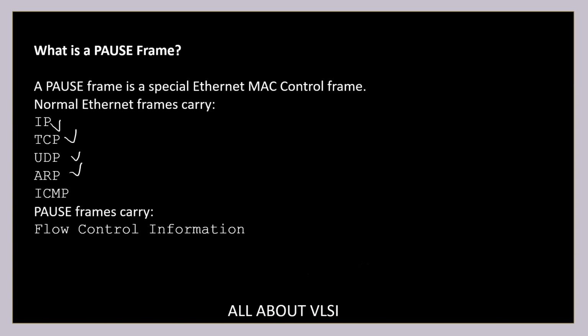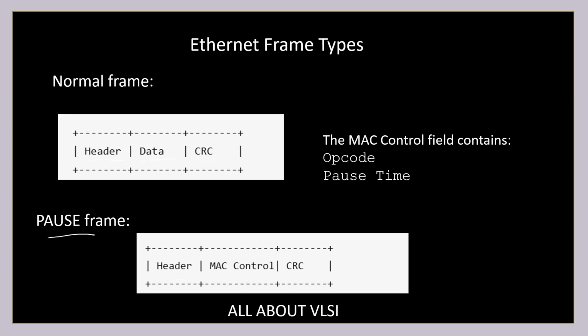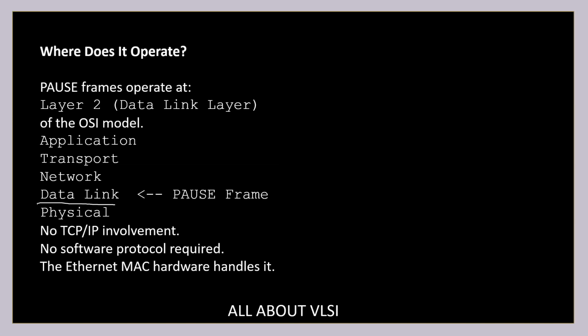Now, what is this pause frame going to have? A pause frame is a special Ethernet MAC control frame, and it is not going to have IP, TCP, UDP, ARP, ICMP information. A normal Ethernet frame is going to have this information, whereas a pause frame is only going to have flow control information. Exactly what a pause frame contains is header information, MAC control information, and CRC, whereas your normal frame is going to contain the header, the actual payload data, and CRC.